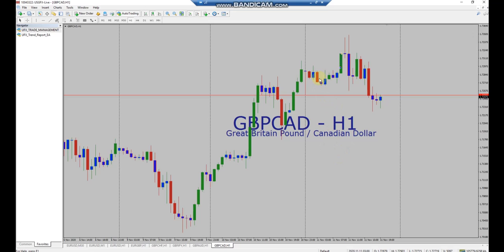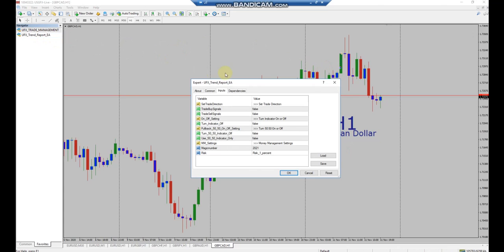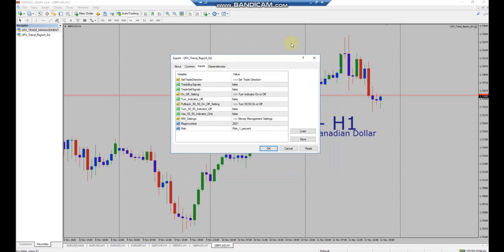So these winners are 3-to-1 reward to risk. And you can see that when we do set up the EA, we're not worried about the pips where the stop loss is, because our lot size is going to be adjusted based on our risk percent. So what I've incorporated here on the UFX Trend Report EA is the lot size is adjusted based on 1% of the account equity, 2%, 5%.